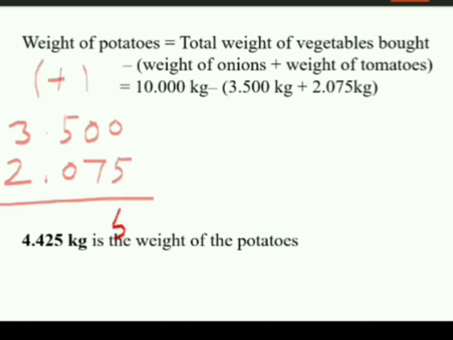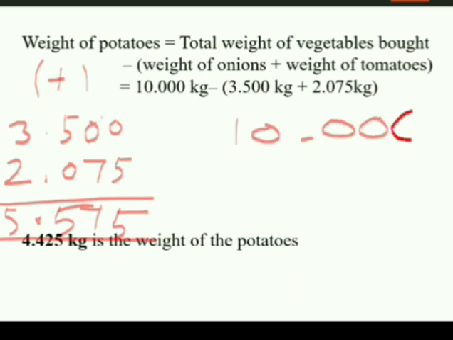So 0 plus 5 is 5, 0 plus 7 is 7, 5 plus 0 is 5, keep decimal point, then 3 plus 2 is 5. The weight of onion and tomato is 5.575 kilograms. Now we are going to subtract this from total weight. The total weight is 10 kg, right? So from this 10 kg, you are going to subtract the weight of onion and tomatoes.